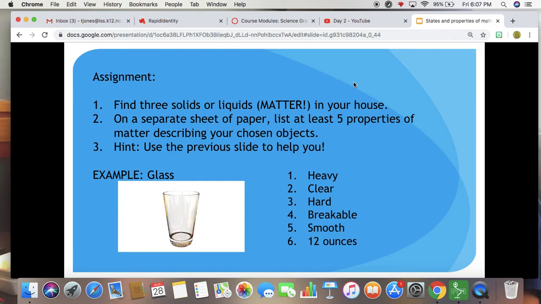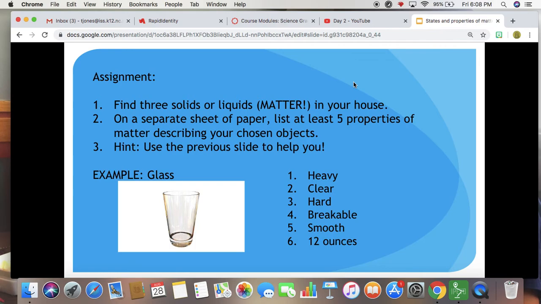Now here's your assignment for today. I want you to look around your house. Find 3 solids or liquids, matter. Notice I didn't say gas because those are hard to find since we can't see them. On a separate sheet of paper, I want you to list at least 5 properties of matter describing those 3 objects. Here's a hint. If you want, you can rewind this video to the last slide and it'll help you with some directions. So here's my example.